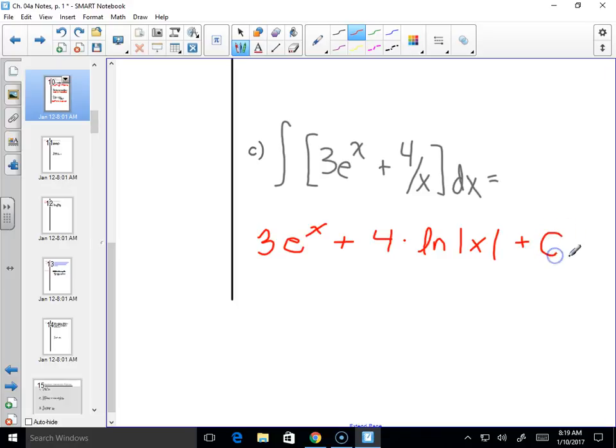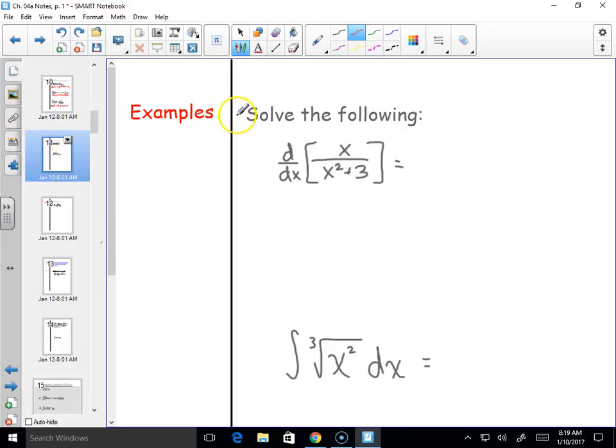Then I put a box around it. Don't forget your plus c. How we doing? How many of you got 1 right? Ooh, 2 right. Keep them up. Ooh, 3. Nice. Show offs. All right, here we go. Let's keep going.